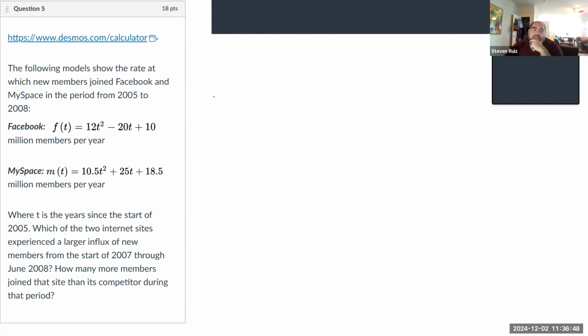So I'm going to do that in what I think is a more efficient way. I am going to integrate f of t minus m of t with respect to t. And I also want a definite integral. So I am integrating from the start of 2007 through the middle of 2008. And t is the start of 2005. So I think I'm integrating from t equals 2 to what? t equals 3.5. Okay.